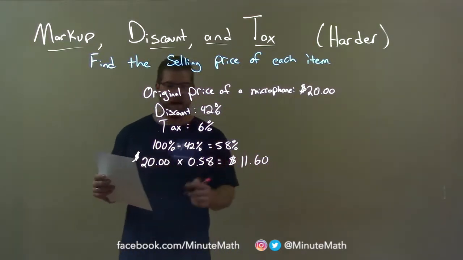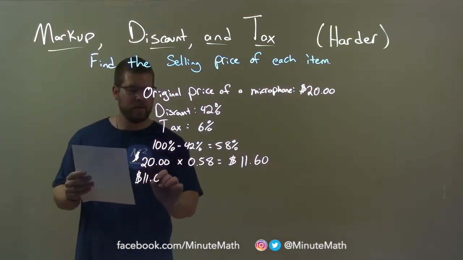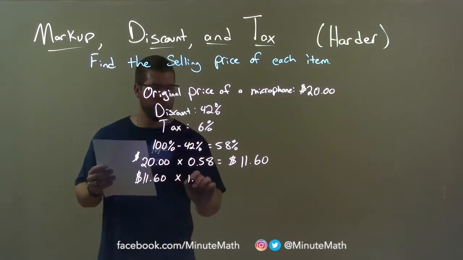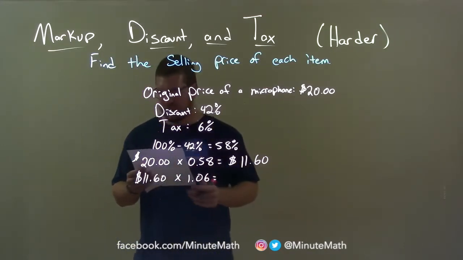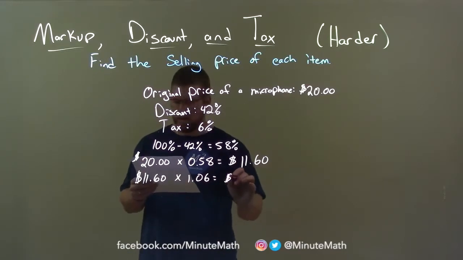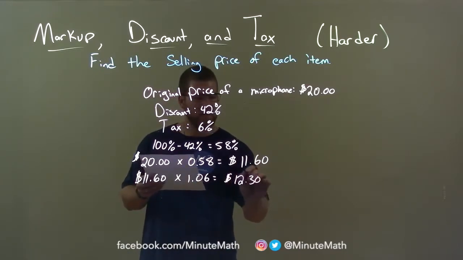Now we calculate the tax. We take that $11.60 and multiply that by 1.06, and this gives us a final sale price of $12.30.